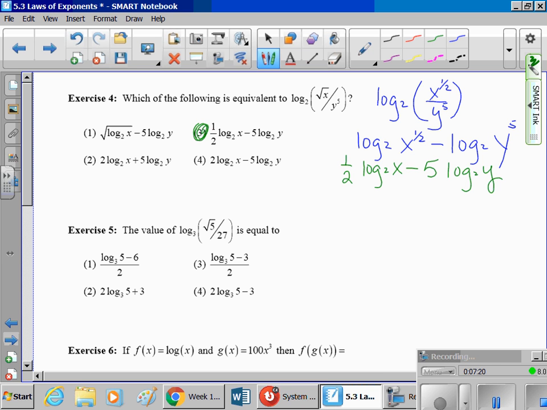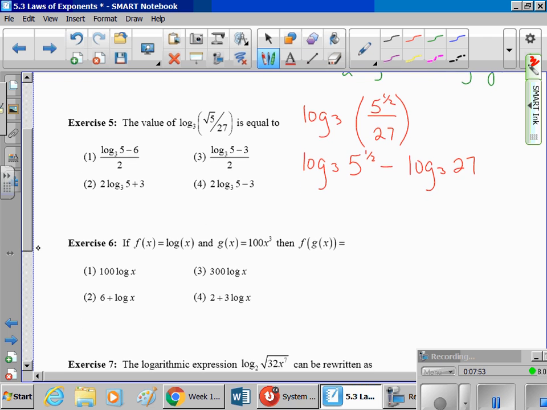The reason I keep asking if we have it is that sometimes you'll see we need to manipulate it. I think in exercise 5, you'll see what I'm talking about. So in exercise 5, we're going to do the same thing. We're going to rewrite this as log base 3 of 5 to the 1/2 over 27. So what does that equal? It's equal to log base 3 of 5 to the 1/2 minus log base 3 of 27.